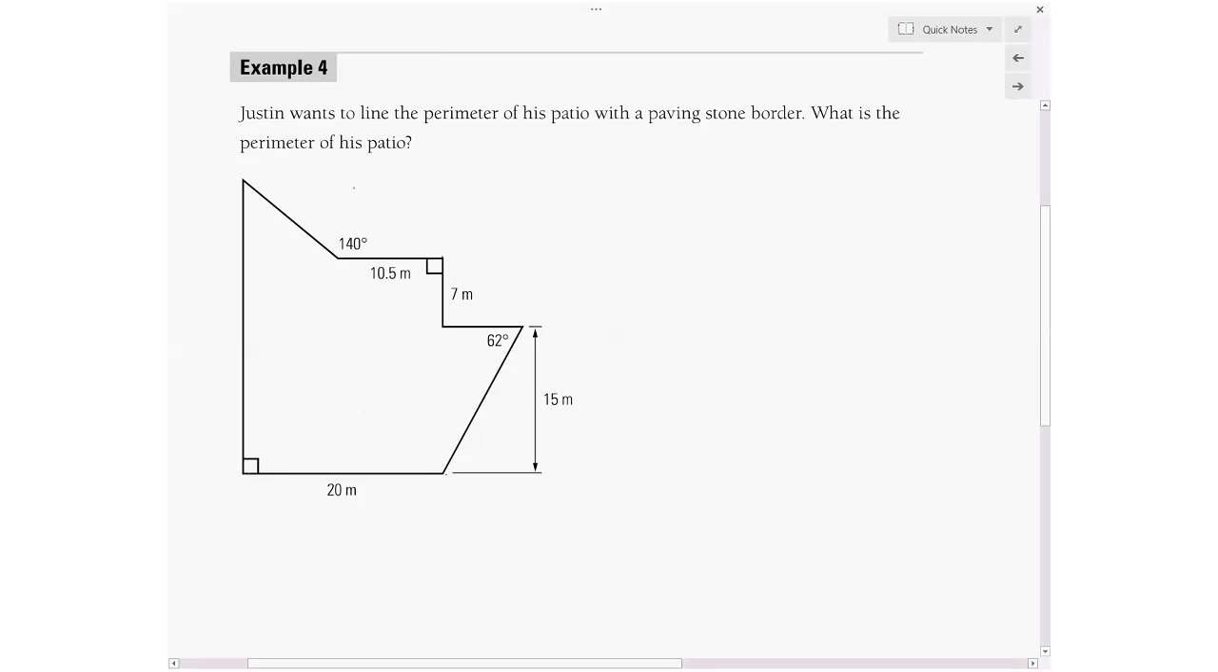In example 4, Justin wants to line the perimeter of his patio with a paving stone border, so we have to figure out what it is. Kind of a strange shape for a patio, but let's go with it.